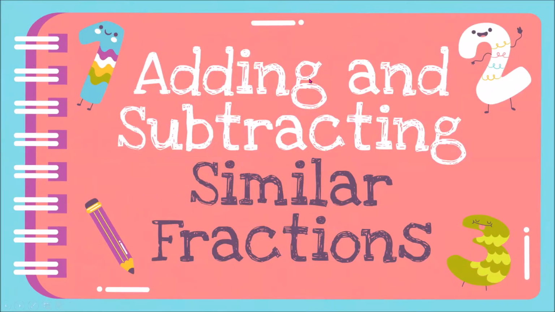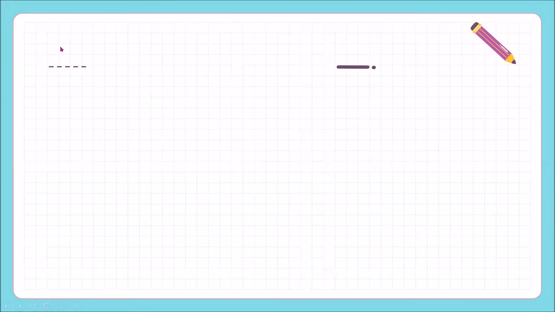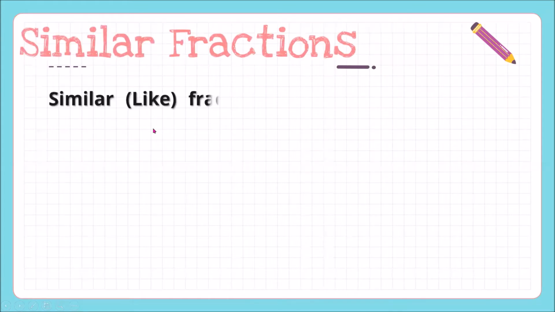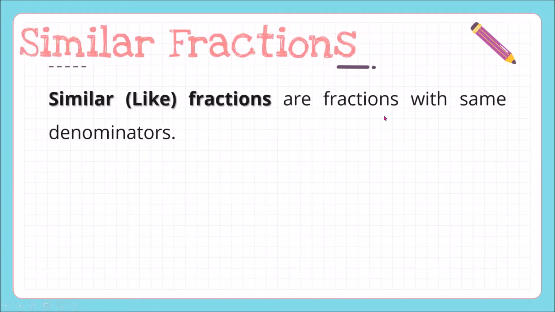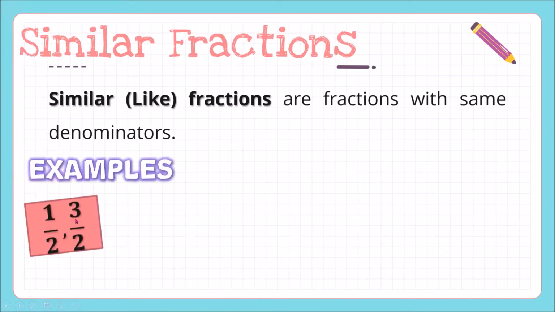So let's proceed to adding and subtracting similar fractions. But before that, let us define what similar fractions are. Similar fractions, or like fractions, are fractions with the same denominators. Example, we have 1/2 and 3/2. So our common denominator here is 2.